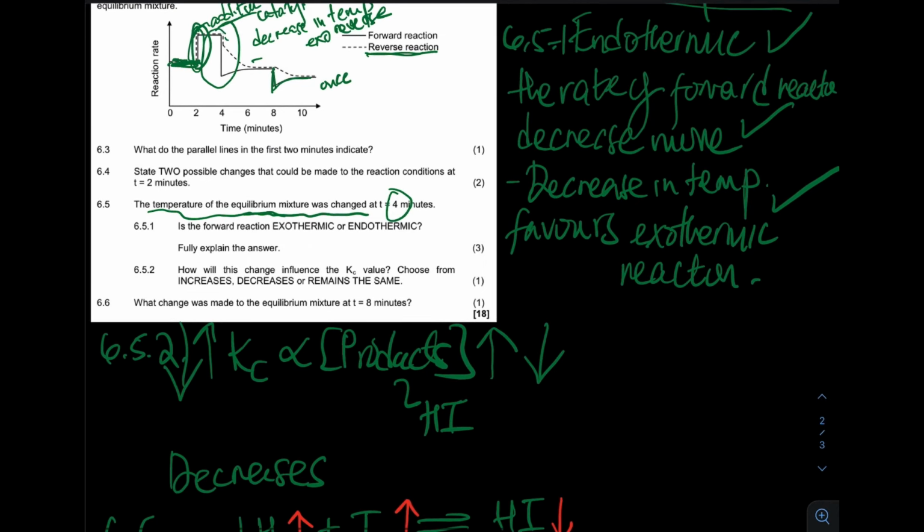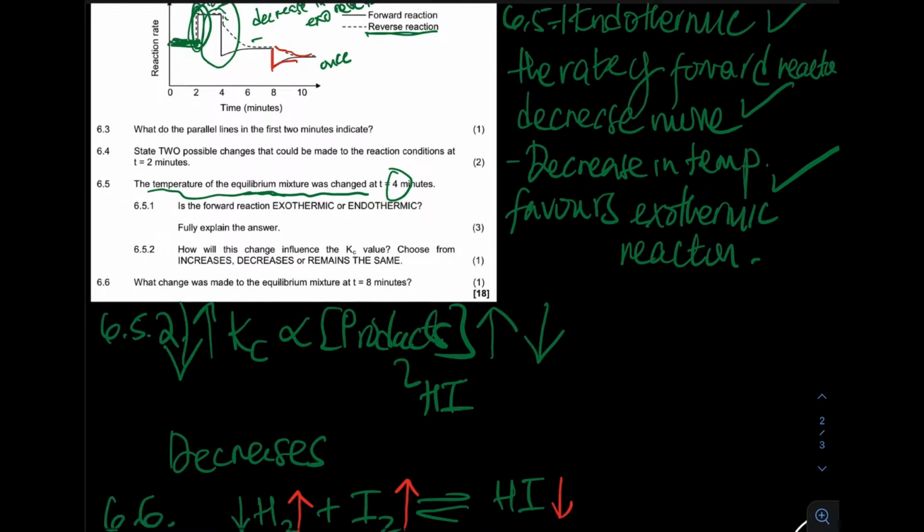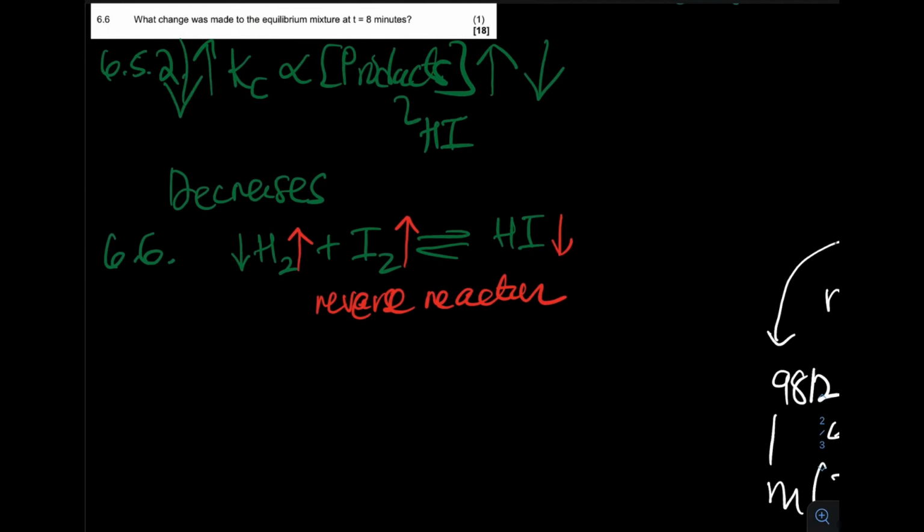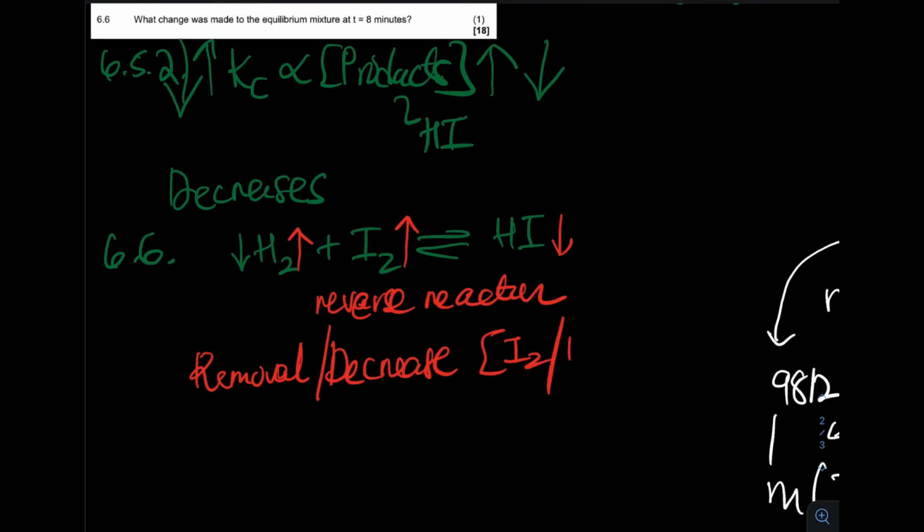So now, how do we see it here? If you look at the curve at 8 minutes, what is favored? The one that is favored is the one that slightly decreased, which is the reverse. And here, the rate of forward has decreased and the system increased it, right? So the answer here is the removal or decrease in concentration of iodine, or the concentration of hydrogen gas, or we can say the concentration of reactants.